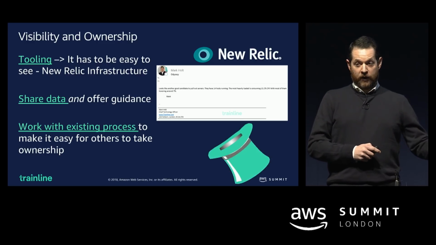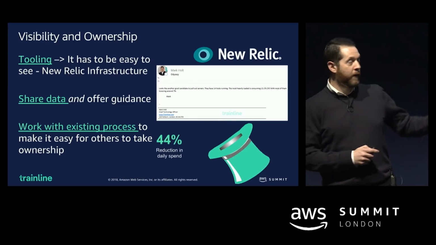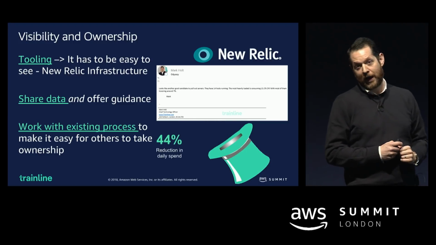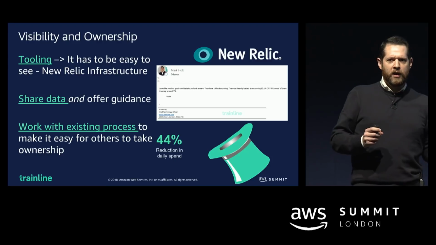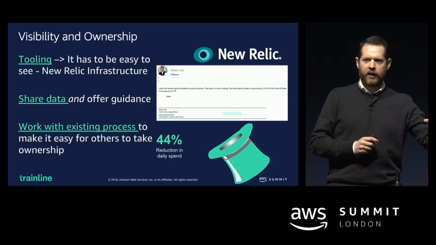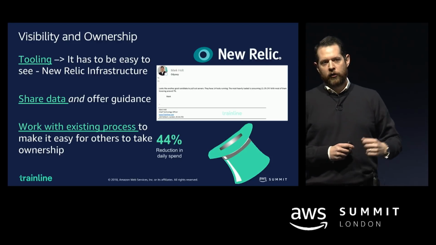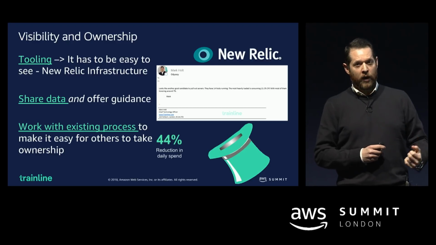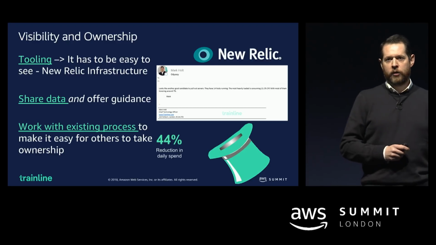Now, my favorite example of this was a dev team that pulled out a 44% reduction in daily spend at the drop of a hat. And we didn't actually know they did this until I got an email saying, hey, we've completed all these tickets. Here's the impact of doing that. So to reduce that by 44% without us having to sit there and bug them was really great to see.